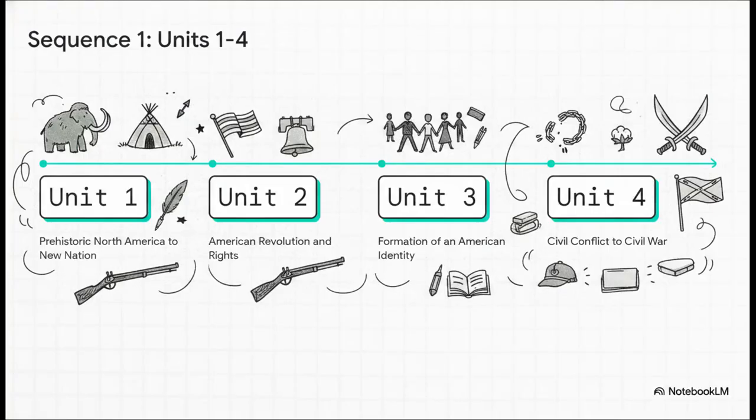Okay, so here is the first half of your journey. We actually start way back in Unit 1 with prehistoric North America, eventually moving into the messy formation of a new nation. Then Unit 2 plunges us right into the American Revolution, the Declaration of Independence, and figuring out the Constitution. By Unit 3, we're exploring the real formation of an American identity. And finally, Unit 4 covers the intense sectional conflict that relentlessly builds up into the devastating Civil War. It is quite the ride.